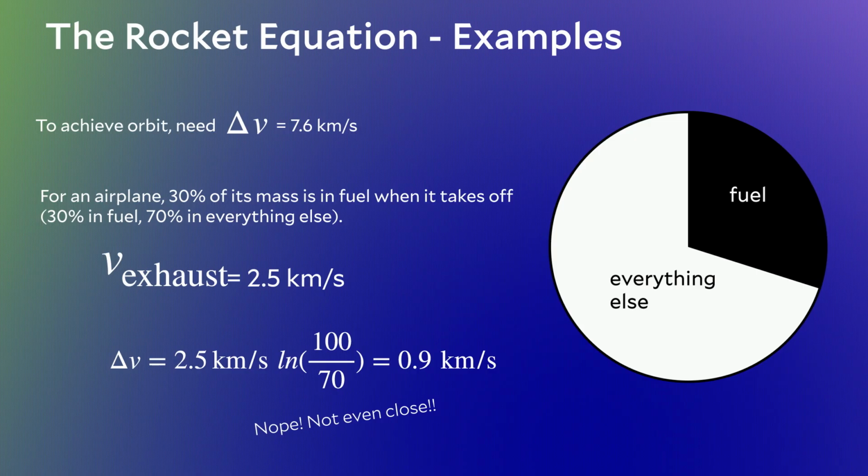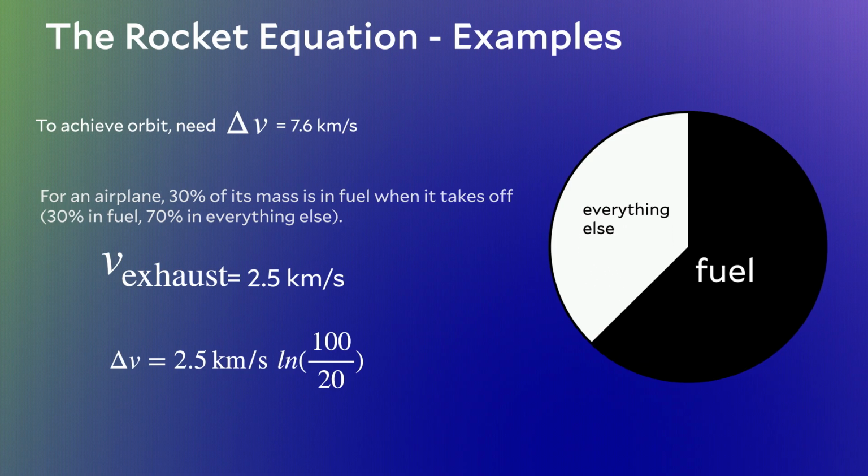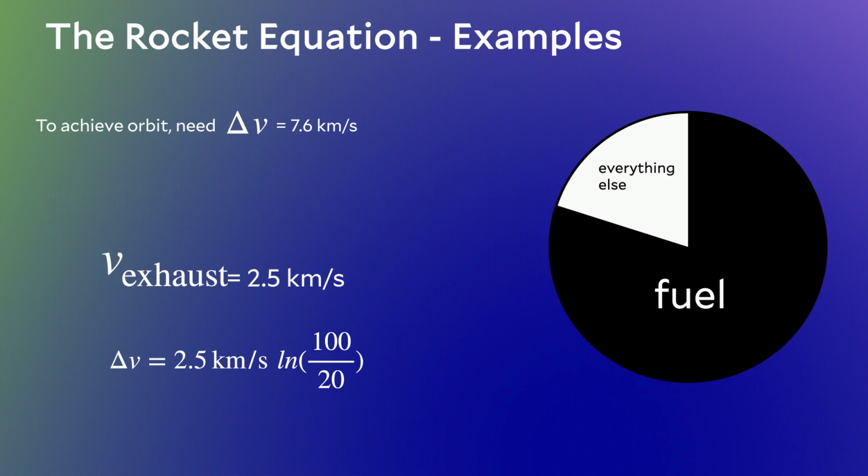All right, let's dial up this number. We can't change the exhaust velocity, but we can change that weight ratio. So now let's say 80% of my launch mass is in fuel and 20% is everything else, where everything else is the structure of the fuel tank and my payload. We can plug and chug into that rocket equation again. So 2.5 kilometers a second times the natural logarithm now of 100 over 20, so 100 minus that 80% in fuel, equals 4 kilometers a second. Darn, okay, we're getting close, but we're not there yet.